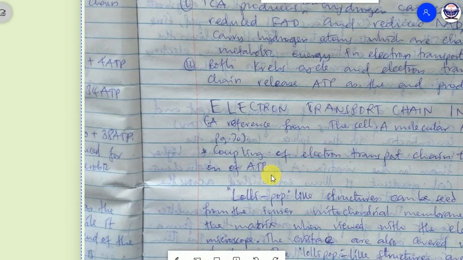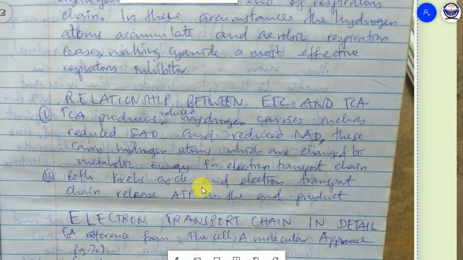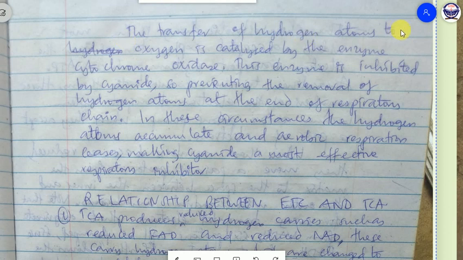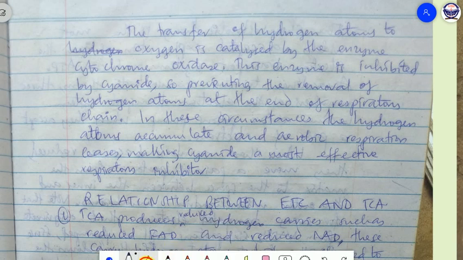Now let's continue with our discussion about oxidative phosphorylation. So the transfer of hydrogen atoms to oxygen is catalyzed by the enzyme cytochrome oxidase. Hiyo cytochrome oxidase iko kule mwishoni, and this enzyme is inhibited by cyanide. Very important point. Ukikumbuka usisahau hiki kitu. Cytochrome oxidase is inhibited by nini? By cyanide. Cyanide inaandikwa kama CN.